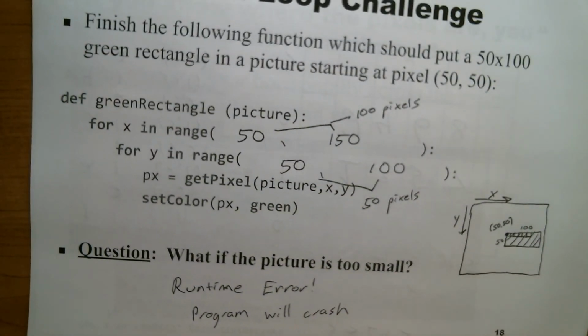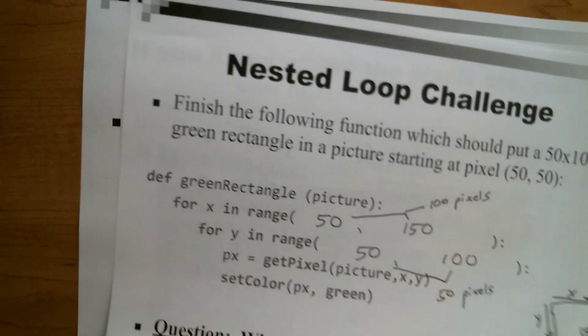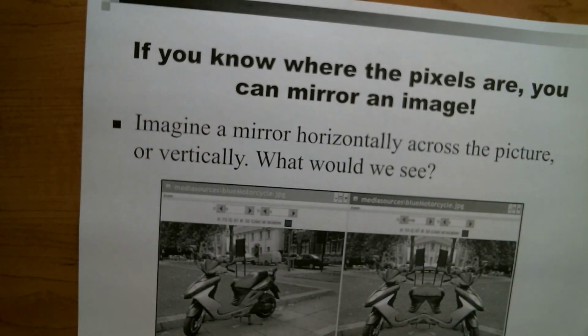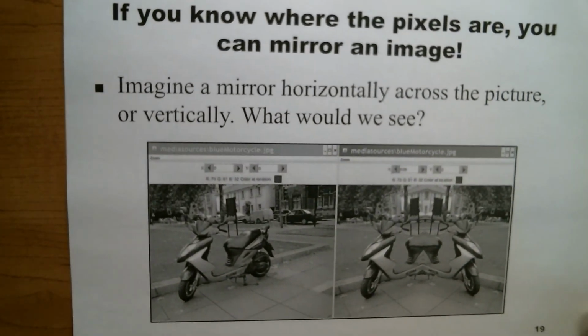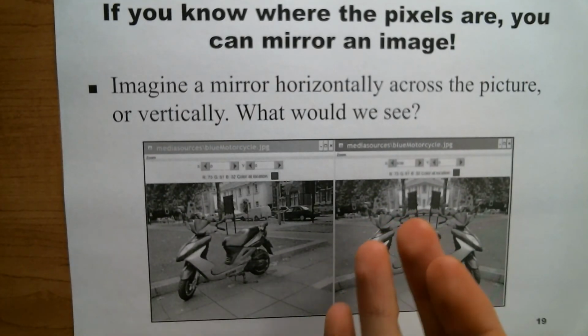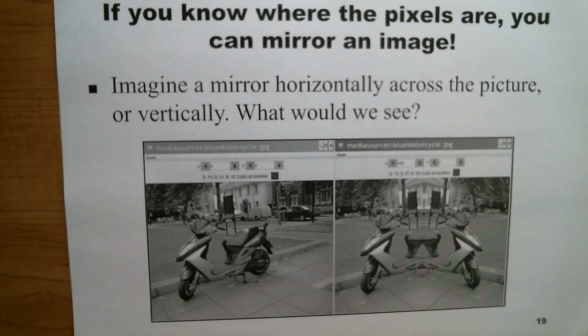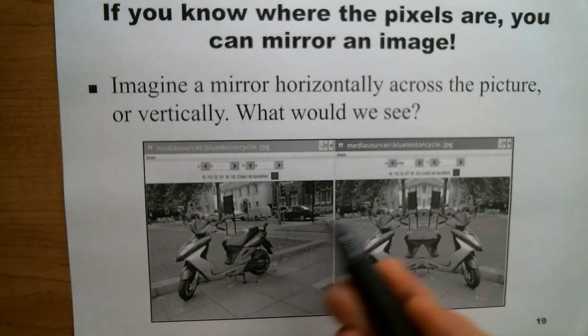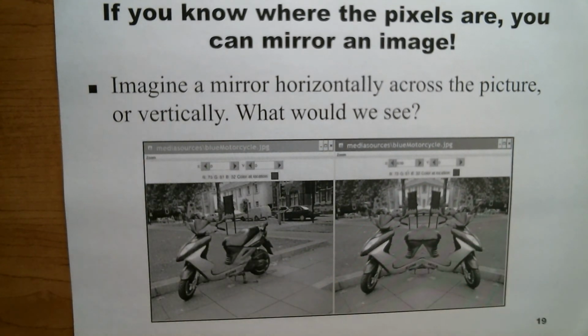All right. Almost done here. Last two slides. So here's an effect that we can write code to do. We can mirror horizontally, or we can mirror vertically, and we can do that using code that we already are familiar with, using the nested loop. So you have the ability to do this, you just might not realize it yet.